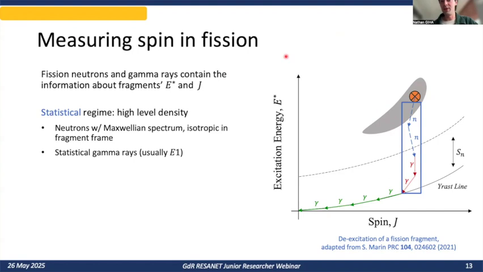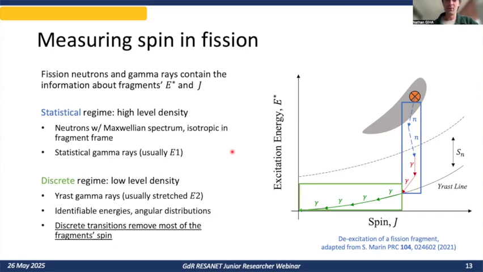We're in a region of relatively high level density. So if we have enough energy, we can emit neutrons, and those will have somewhat Maxwellian spectrum. They're isotropic in the fragment frame, at least for fission of californium. And so those aren't going to remove much spin. Then after we're lower than the neutron separation energy, we get statistical gamma rays. Usually those are E1, and they're not always stretched transitions. So we can say with some confidence that they don't remove most of the fragment spin.